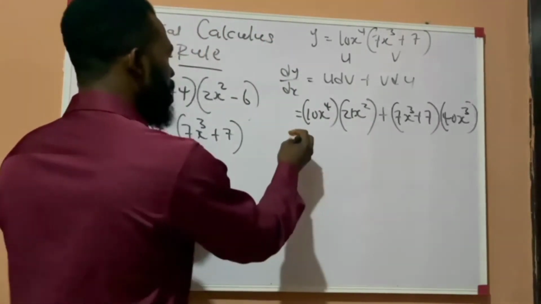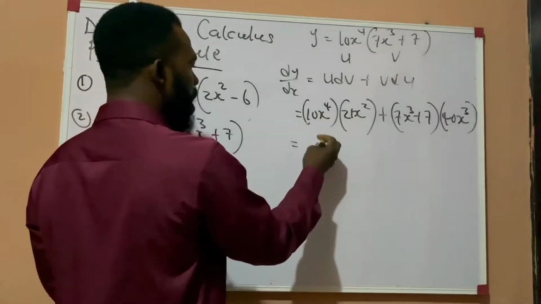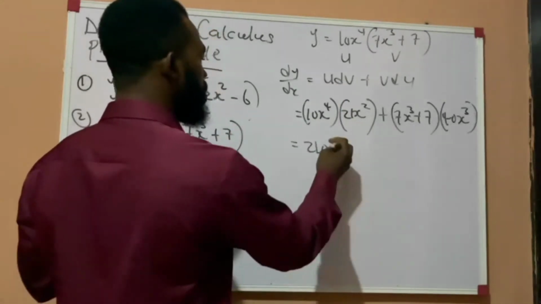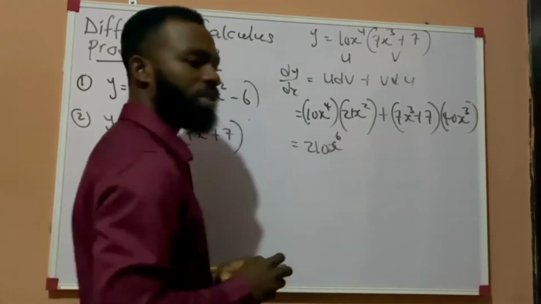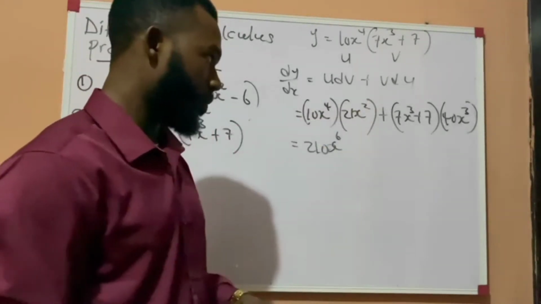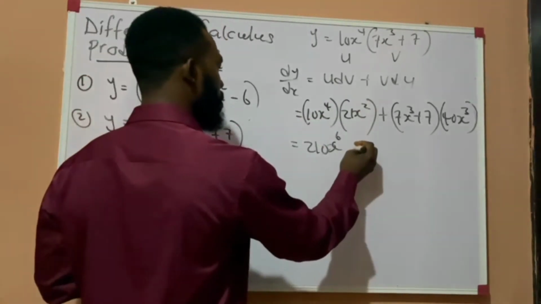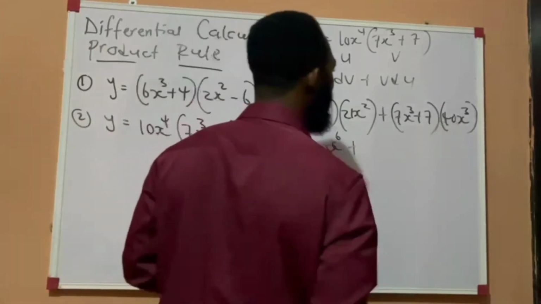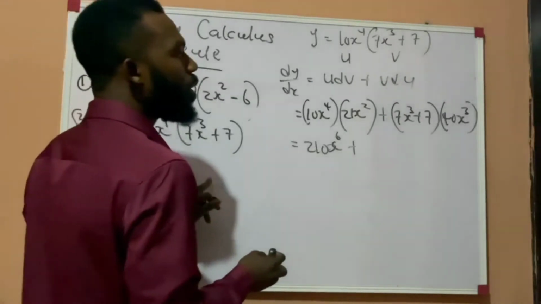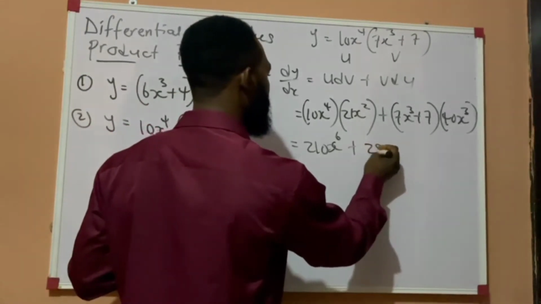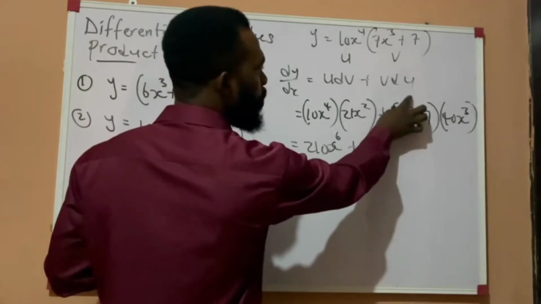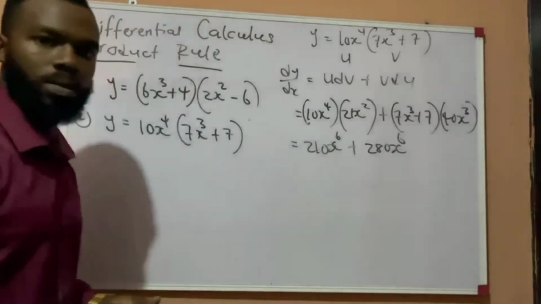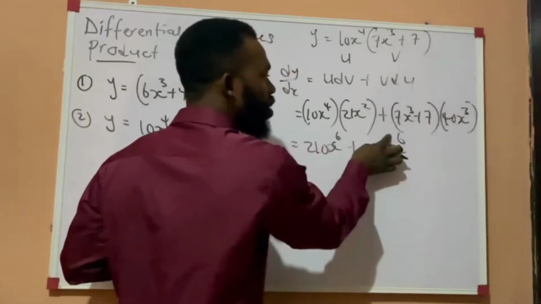Now, opening the bracket, we will have this: 10 times 21 gives us 210. And x raised to the power 4 times x raised to the power 2 will give us x raised to the power 6 because 4 plus 2 is 6. Plus, now everything here multiply what is outside. So now 7 times 40 will give us 280. Then x raised to the power 3 times x raised to the power 3 will give us x raised to the power 6, because 3 plus 3 is 6.